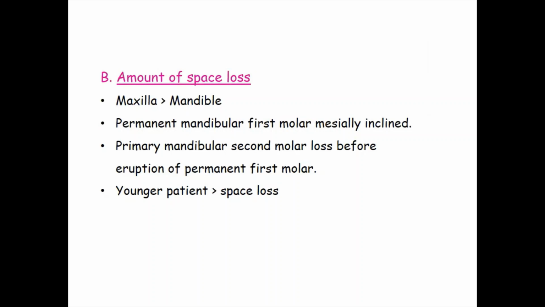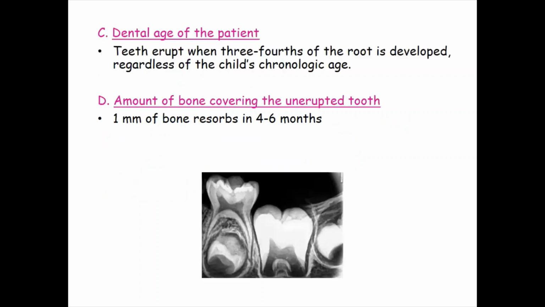It also depends upon the amount of space loss. The space loss occurs more in the maxilla than in the mandible, and the space loss is seen more if there's premature loss of the primary second molar compared to primary first molar. The permanent mandibular first molars are mesially inclined. Primary mandibular second molar loss before the eruption of the permanent first molar. The space loss is more in younger patients. The dental age of the patient.